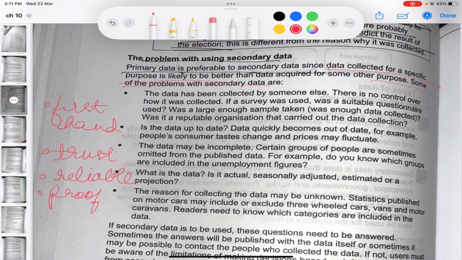Now, what are the problems with secondary data? Let's see that. The data has been collected by someone else, so you haven't done it, so you can't really trust it. There is no control over how it was collected, so you have no idea what methods have been used to come to those conclusions. If a survey was used, was a suitable questionnaire used? Was a large enough sample taken? Was enough data collected?